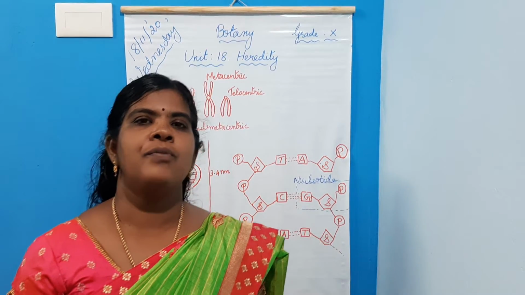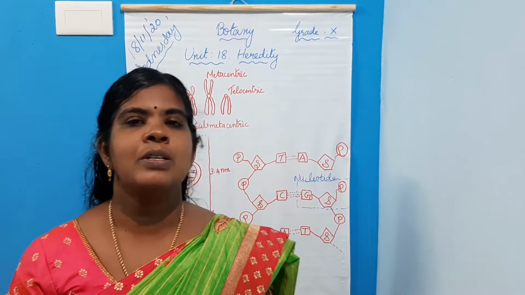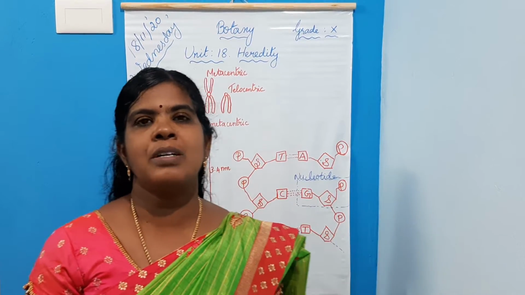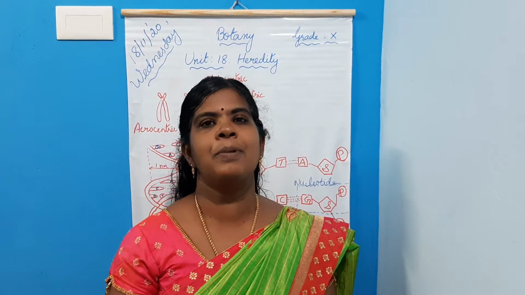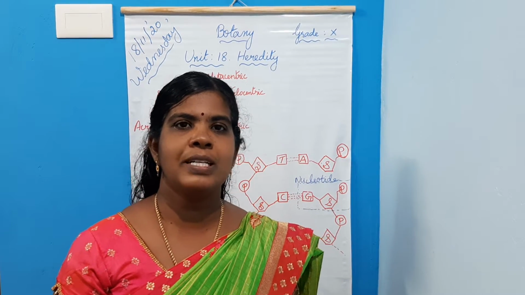Okay children, in the previous class we all learned about the dihybrid cross, Mendel's law and also about the structure of chromosome. Isn't it now? What about the phenotypic ratio of dihybrid cross? 9 is to 3 is to 3 is to 1.